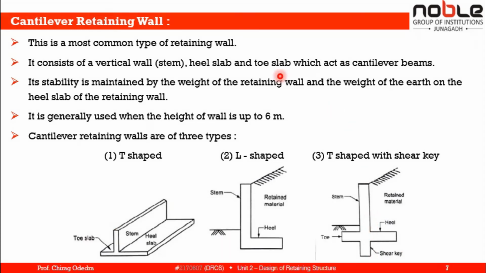So in case of a cantilever retaining wall, stability is maintained by two things. First one, its own weight, and second one, the weight of the material retained on the heel slab.